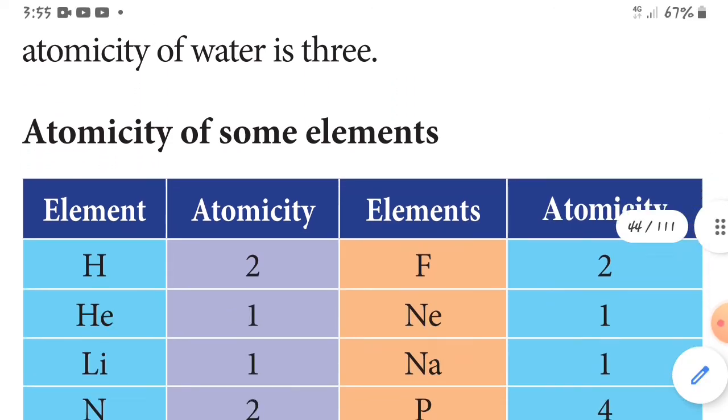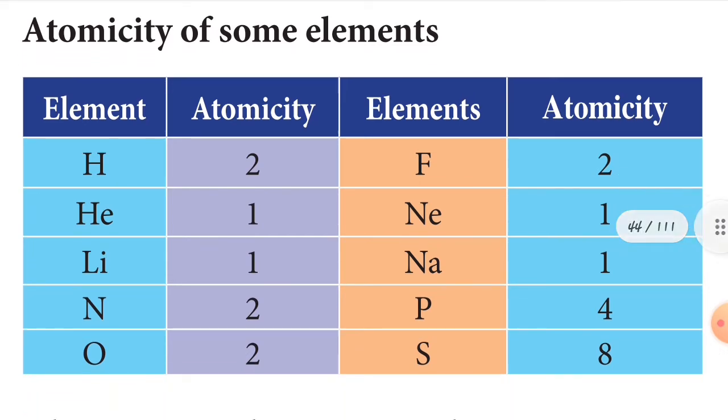Clear, children? Now let's see the atomicity of some elements. They are giving 10 elements, with names and atomicity. The first element is hydrogen. You know the hydrogen element? What is the molecular formula? H2, so the atomicity is 2. The next one, helium, atomicity 1. Li means lithium, atomicity 1. The next one is nitrogen, N2, so the atomicity is 2. Oxygen, a diatomic molecule, O2, the atomicity is 2.